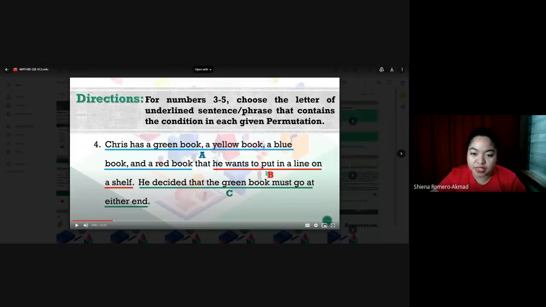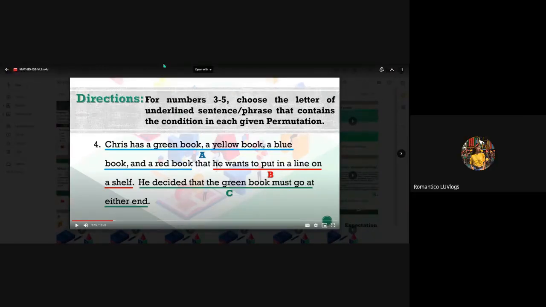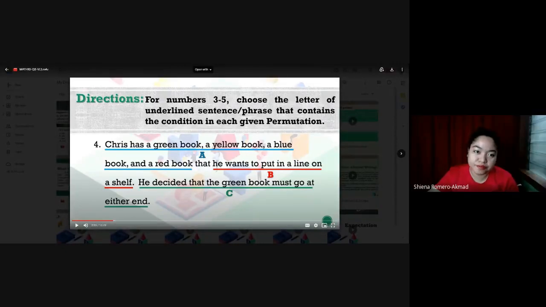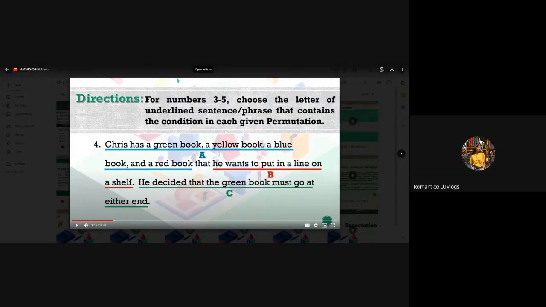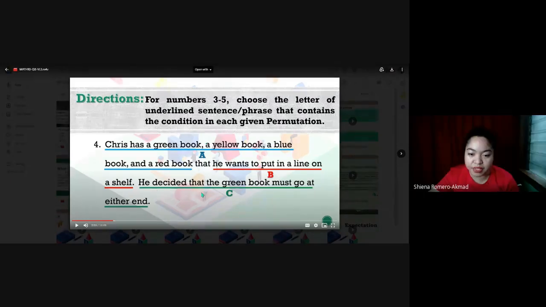Is it the condition or is it the answer? Kanina marami nagsagot, ngayon isa lang. How about the others? Bakit po? Yun po yung gusto niya eh. He wants. Pero, sorry, the answer should be letter C.